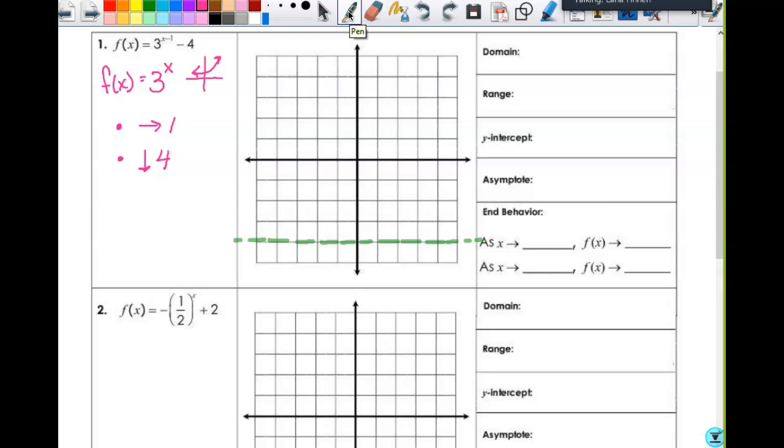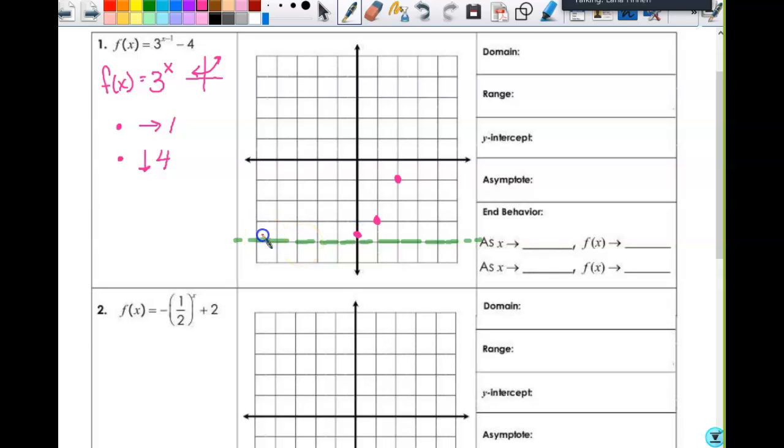So my parent function, my anchor points. Anchor points for the parent function would be 0, 1. Then from there, I'm going to go to the right 1 and down 1, 2, 3, 4. Right. So then since the base is 3, my next one will be at 1, 3. Then from there, I'm going to go to the right 1 and down 1, 2, 3, 4. Then when I have a negative 1, I'd be at 1/3. Then I'm going to go to the right 1 and down 1, 2, 3, 4.